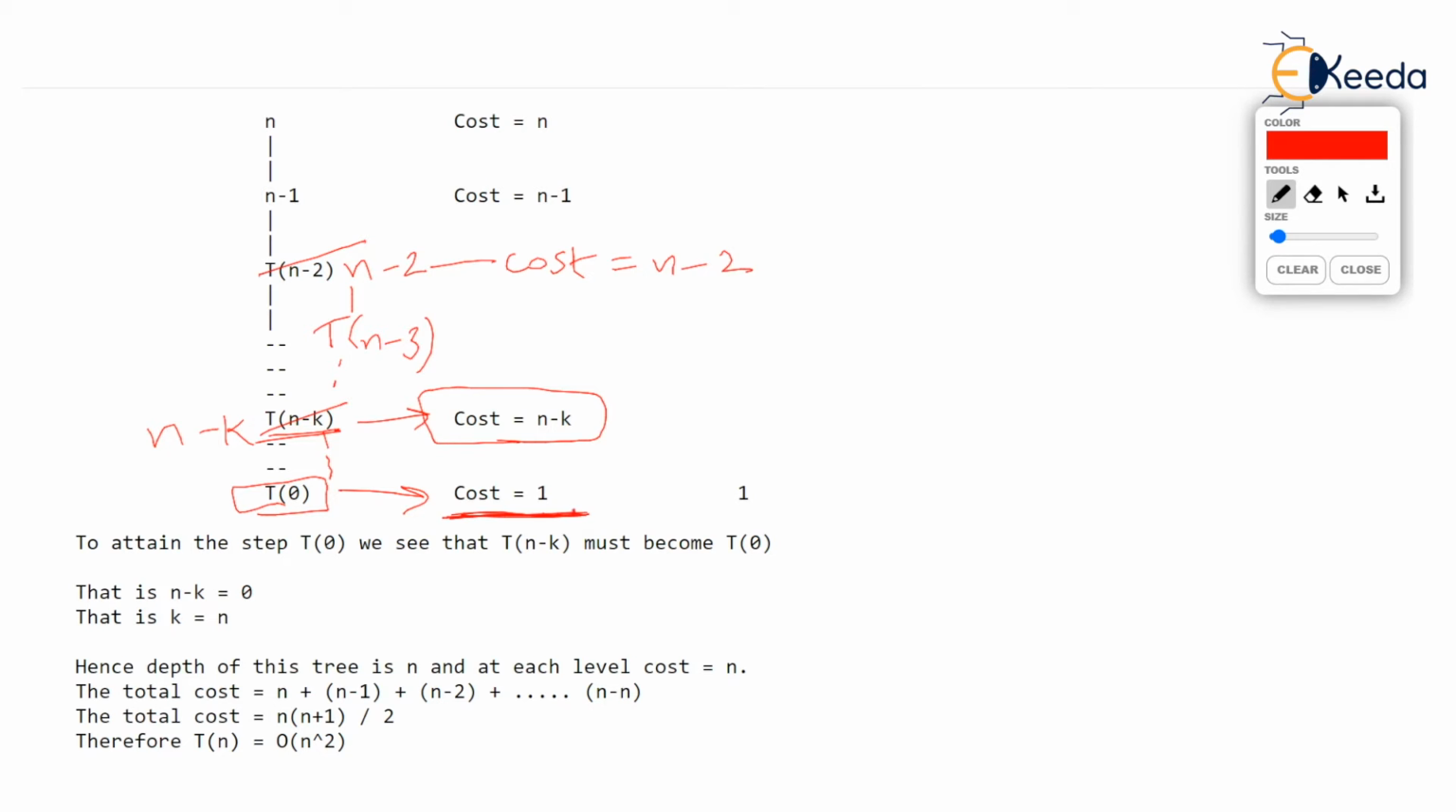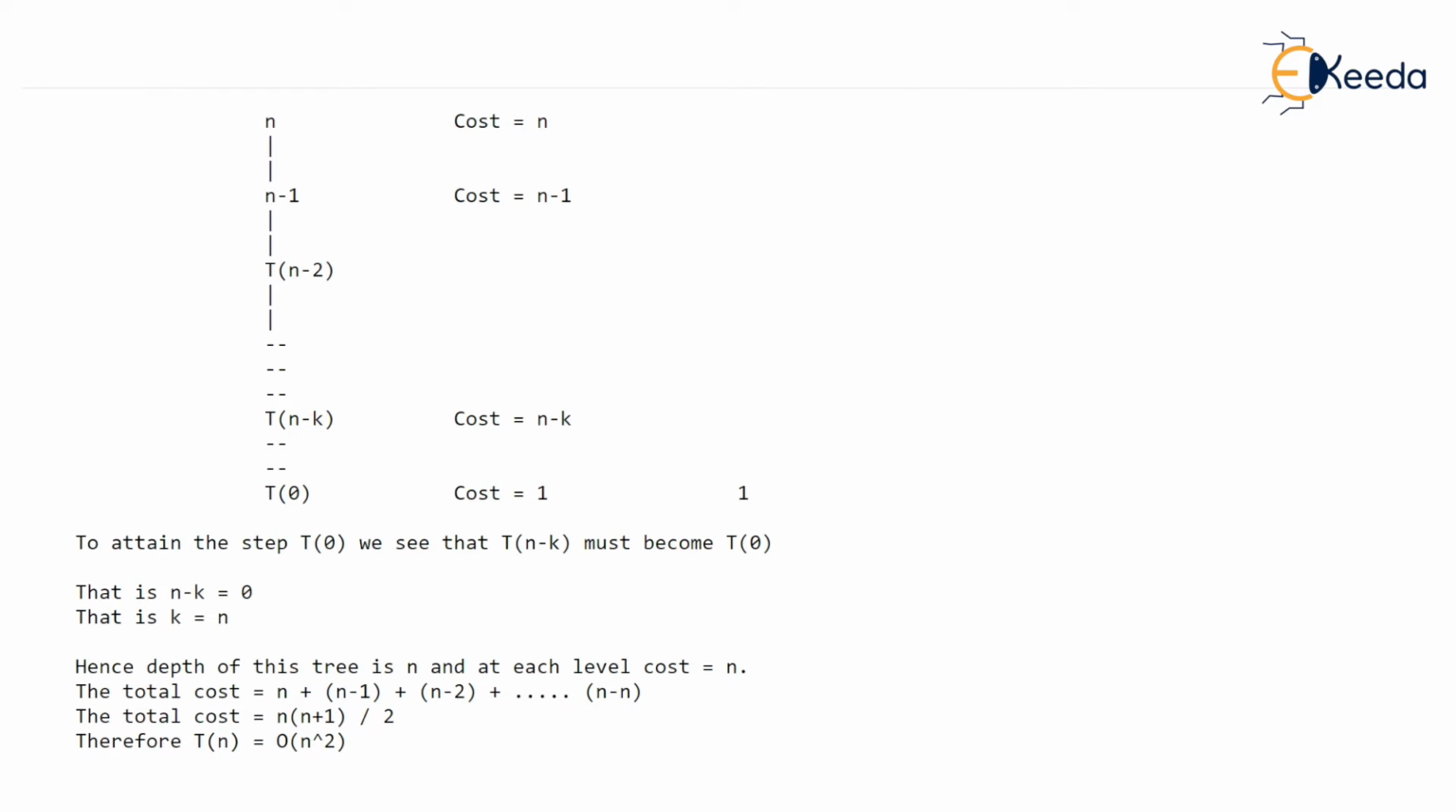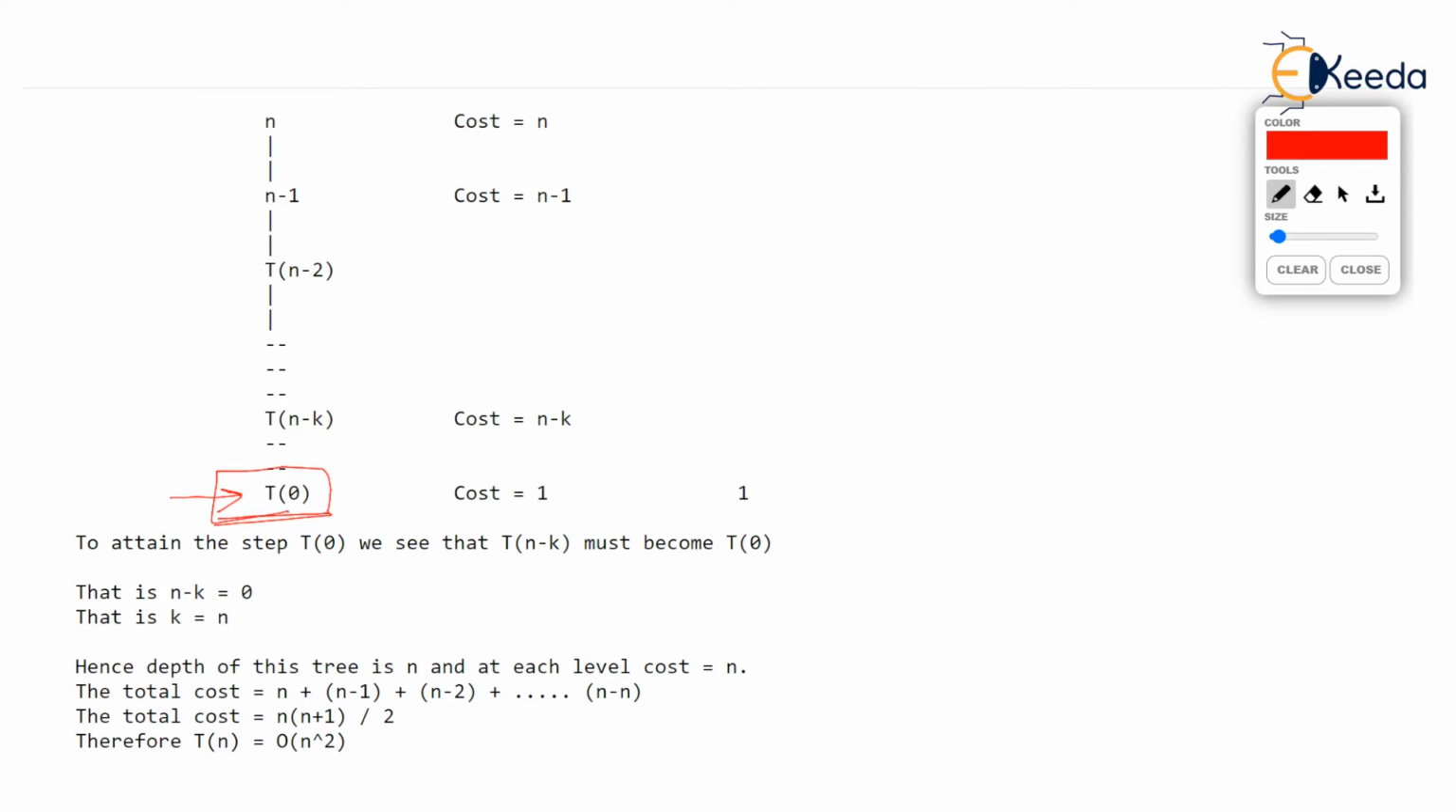But then when are we going to reach this T(0)? Because we are interested in achieving T(0): when we achieve T(0), the tree stops, we get a leaf. Now you watch, we will get T(0) only if this k becomes n, so that we get T(n-n), and T(n-n) is nothing but T(0), isn't it? That means for the tree to stop or attain the leaf node, k must become n. It is so easy, isn't it?